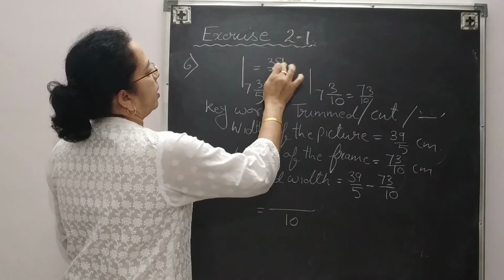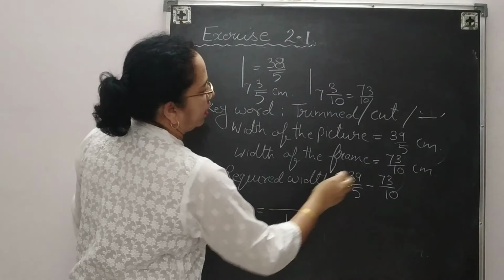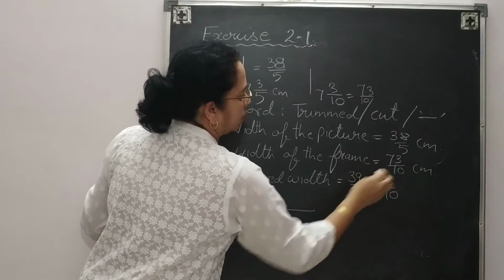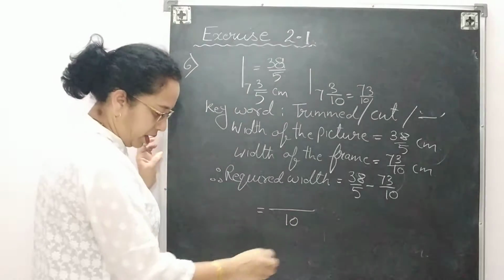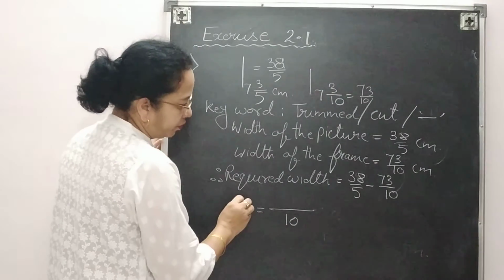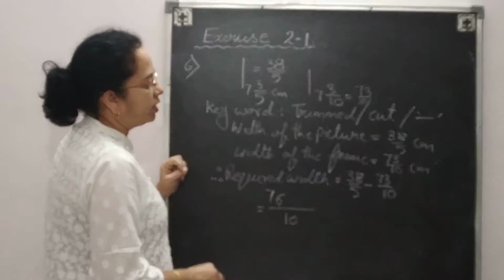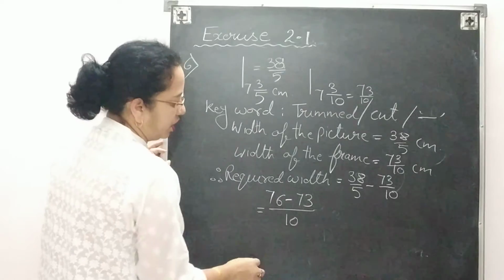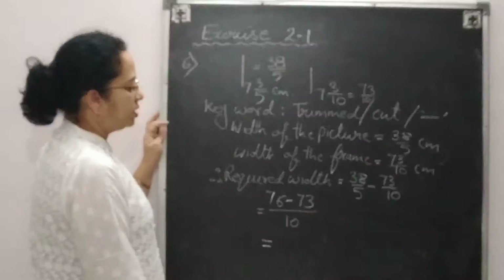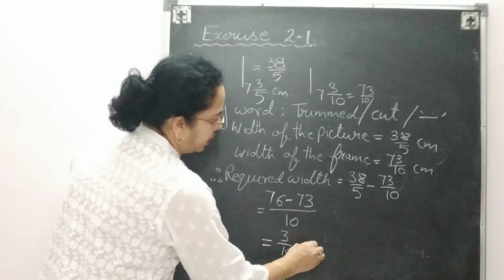Sorry, this is 38, not 39. So 5 7s are 35 plus 3, 38. So this will become 38. This is also 38. So we need to multiply 38. 38 2s: 2 8s are 16, carry over 1. 2 3s are 6 plus 1, 7. 76 minus 10 1s are 10. So we will write 73. And if you subtract, 76 minus 73 will give you 3 upon 10 centimeter.